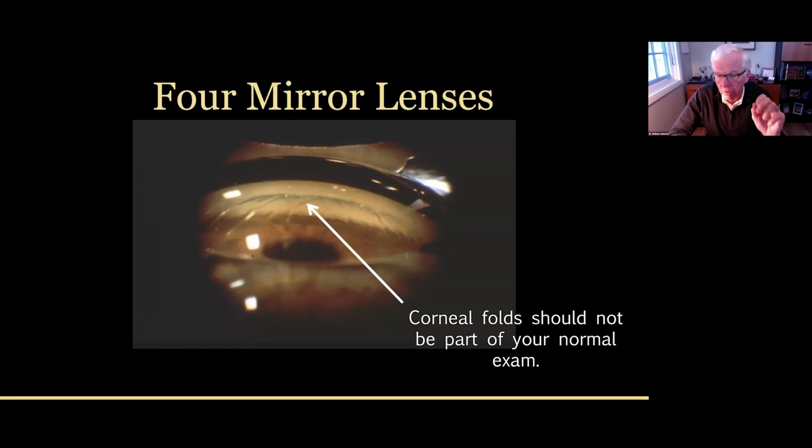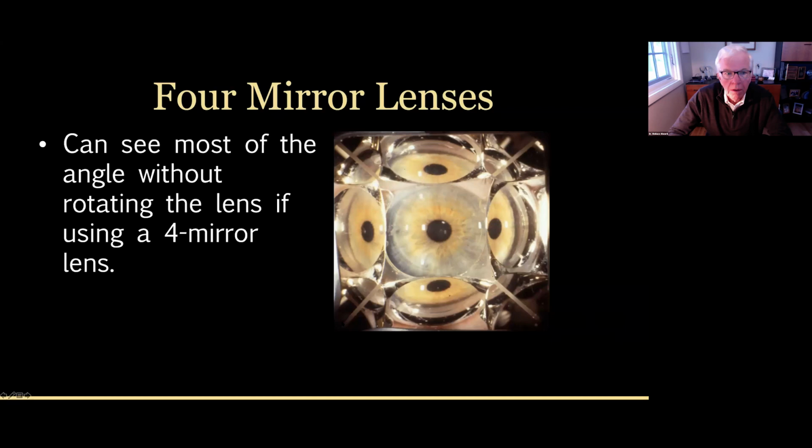And I know that when my residents watch me through the side scope, it's a little irritating for them because there's often air flashing underneath the lens, because I'm trying to hold it so delicately that I'm not accidentally indenting all the time. But you can see, without moving the lens, most of the angle. If you just rotate it a few degrees, you can pick up what's in these areas here. So it can be very fast.